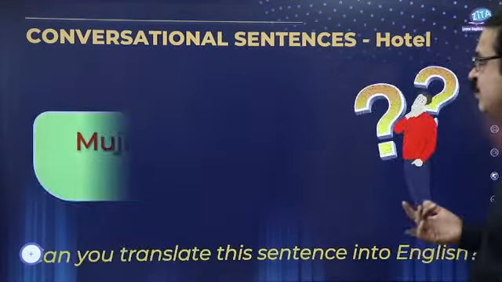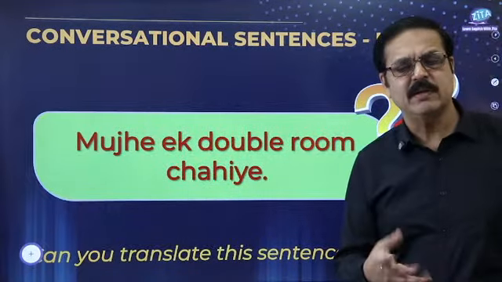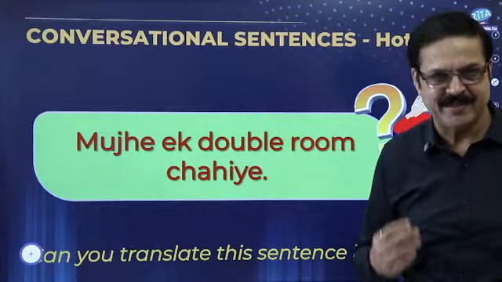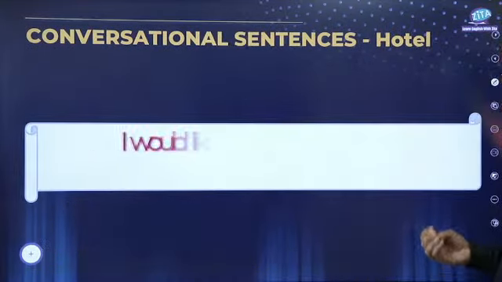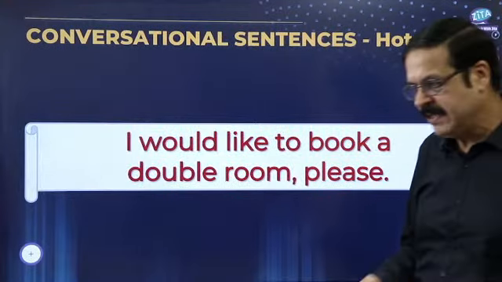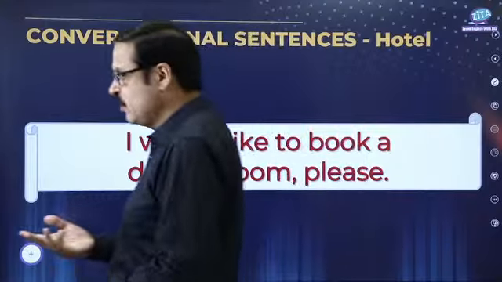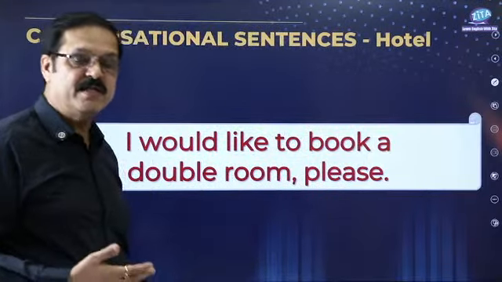खैर, अगर मुझे ये कहना है, मुझे एक डबल रूम चाहिए, ये तो बहुत ही आसान है. जल्दी से बताइए, इसको कैसे बोलेंगे? मुझे एक डबल रूम चाहिए, तो आप इसको कैसे कहेंगे? सेम वे, I would like to, अब instead of saying reserve, you can use book. I would like to book a double room.